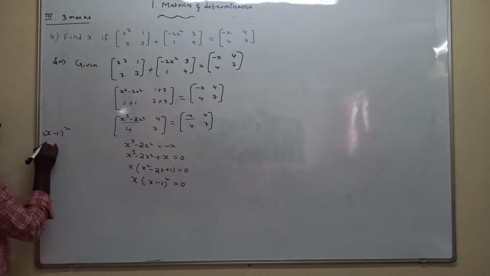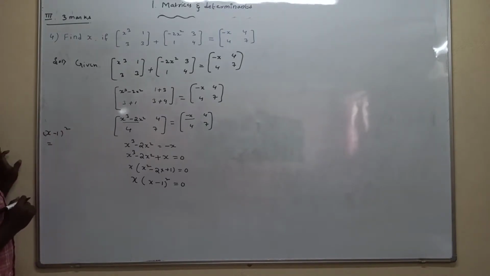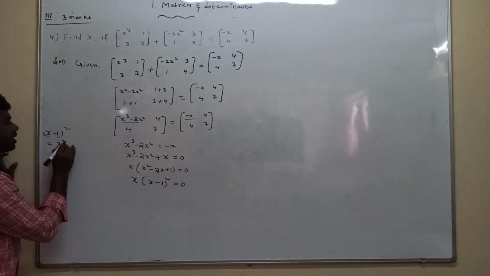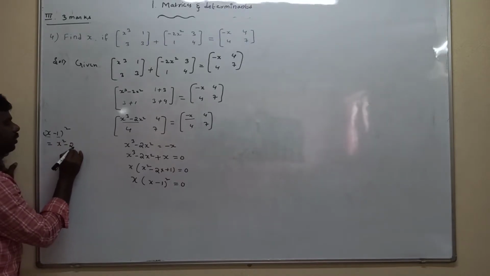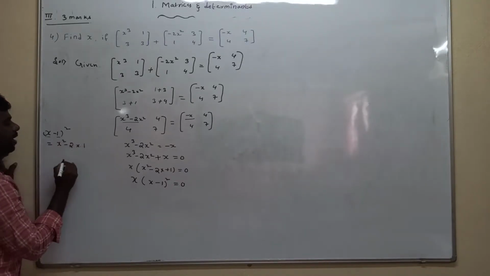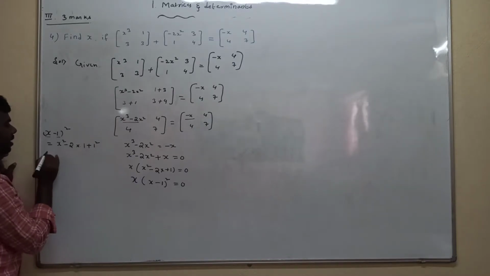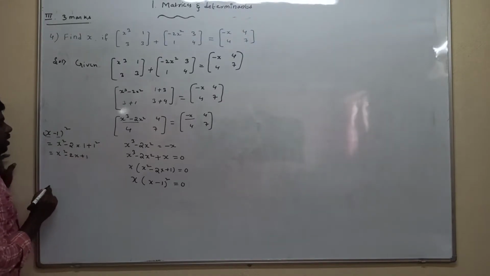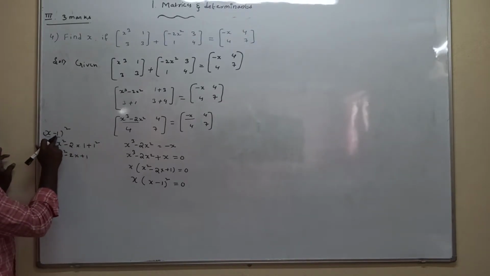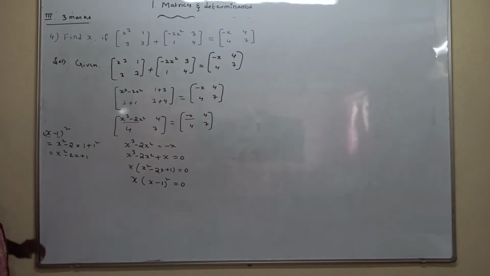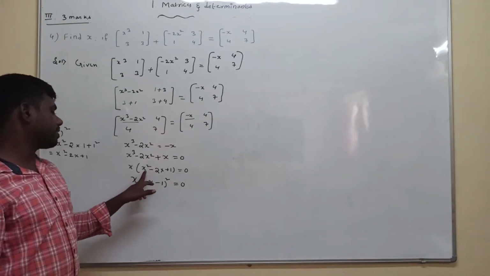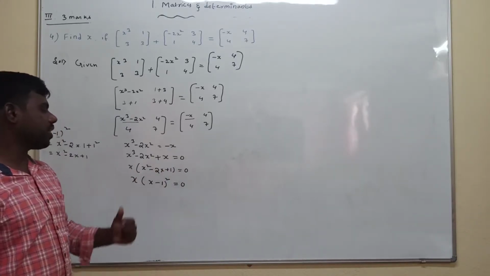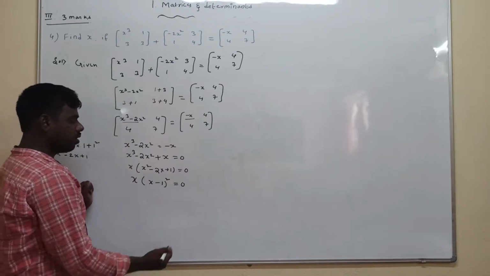How do we write x minus 1 whole square? Observe here. It is of the form a minus b whole square, with a taken as x and b taken as 1. A square is x square, minus 2ab, which is 2 into x into 1, plus b square, which is 1 square, giving x square minus 2x plus 1. So x square minus 2x plus 1 can be written as x minus 1 whole square.